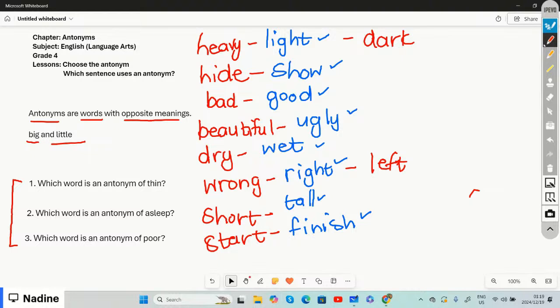So well done. These are our antonyms. It is words with the opposite meaning.